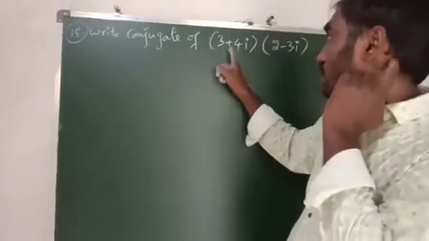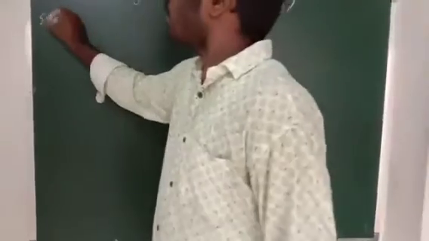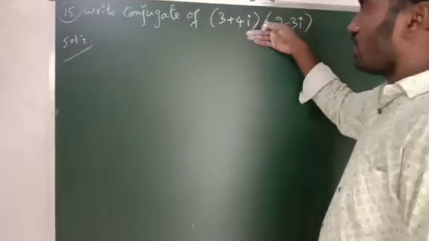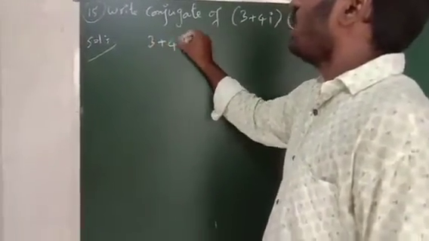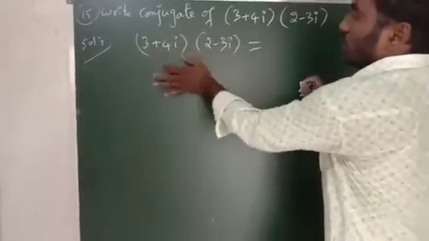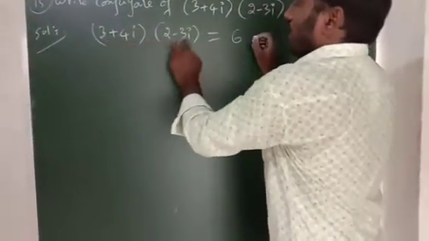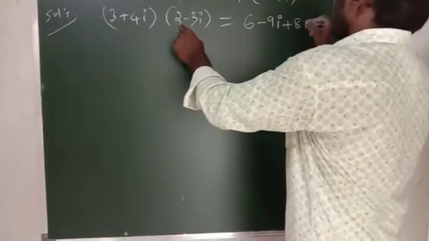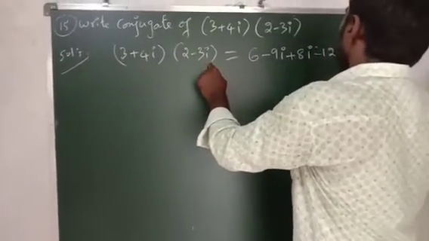Okay, write the conjugate of 3 plus 4i into 2 minus 3i. Again here we have two complex numbers. First we have to convert these two complex numbers into one single complex number. So 3 plus 4i into 2 minus 3i. That means here we have to multiply these two complex numbers. So 3 into 2 is 6. Next 3 into minus 3i is minus 9i. Next 4i into 2 is 8i. Next 4i into minus 3i is minus 12, and i into i is i square.